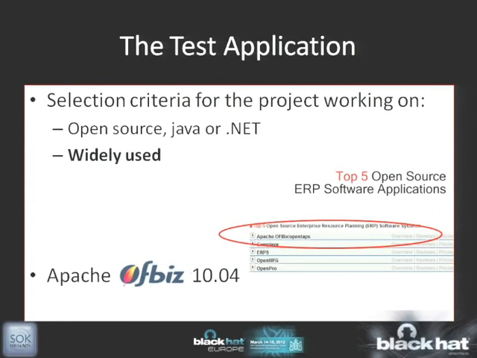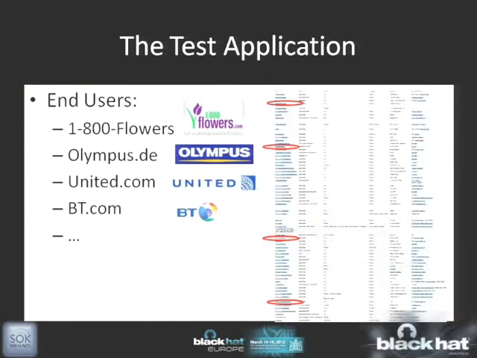And we quickly stumbled on Apache OFBiz. Apache OFBiz is a CRP and ERM solution, which we found quite interesting because it showed up in lists as the number one open source ERP software solution and so on. But from our perspective, we really liked it because a lot of end users are using Apache OFBiz. For instance, it is used in 1-800-Flowers, Olympus.de, United.com, BT.com. So a lot of the end users are really relying on that piece of software.